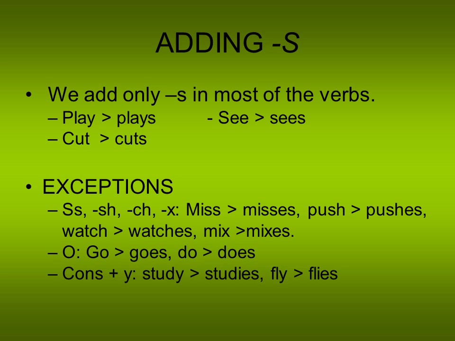We can't pronounce the verb if we just add an s. So we need an es sound at the end to make it possible. We will say misses or pushes or watches or mixes. When the verb ends in o, we also write es at the end, as in goes or does.